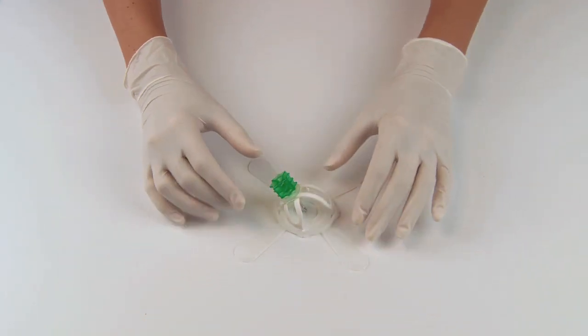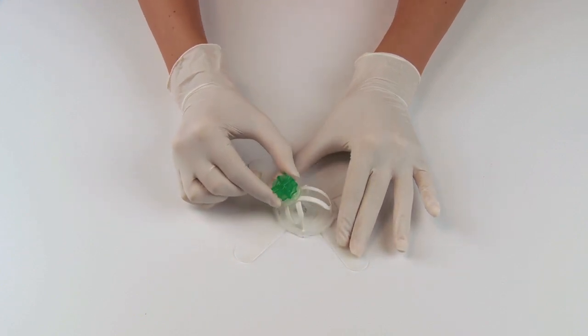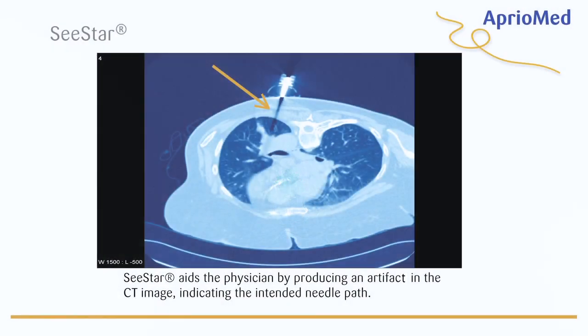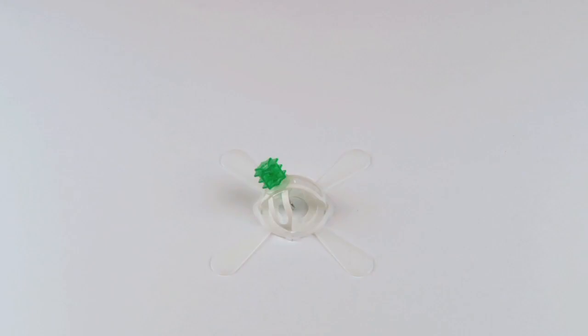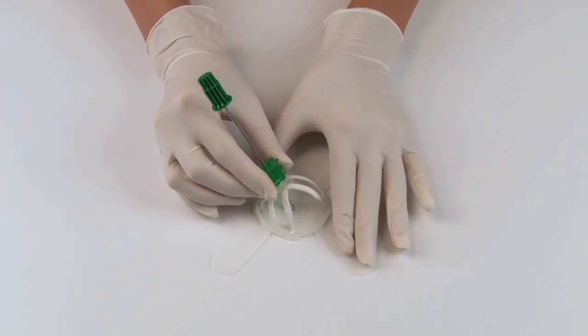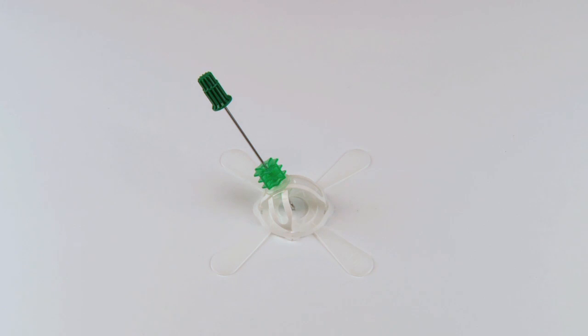The user will determine the angle in which they will perform their intervention by locking the C-Star into place. At that point, a CT image is taken. As you can see, C-Star aids the user by producing an artifact in the CT image, indicating the intended needle path. If this is the intended path, simply place your needle into the C-Star and lock it in place, being sure to account for the 4 centimeter length of the C-Star hub to complete your intervention.